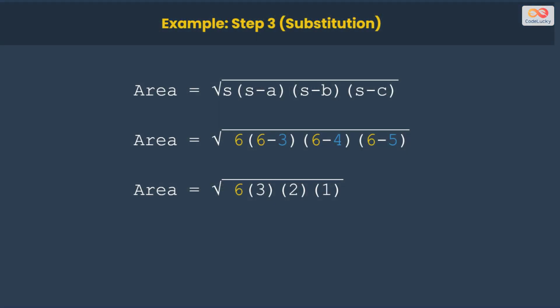Moving to step 3, we substitute our numbers into Heron's formula. We replace s with 6, and we replace a, b, and c with 3, 4, and 5. This gives us the square root of 6 times (6 minus 3) times (6 minus 4) times (6 minus 5). When we simplify the terms inside the parentheses, we get 6 times 3 times 2 times 1.